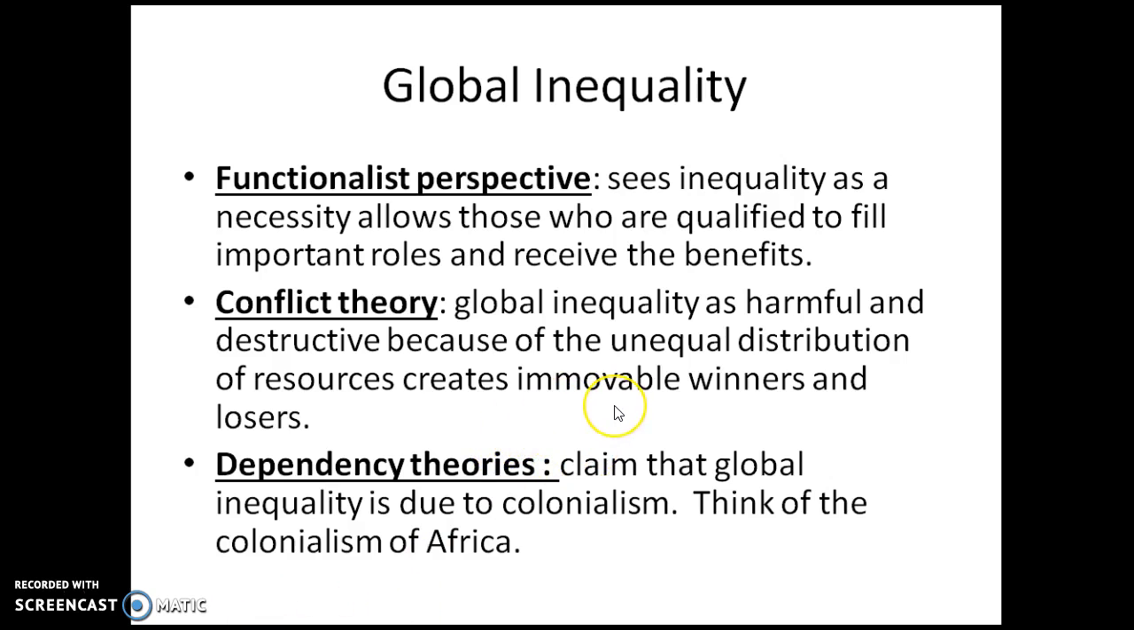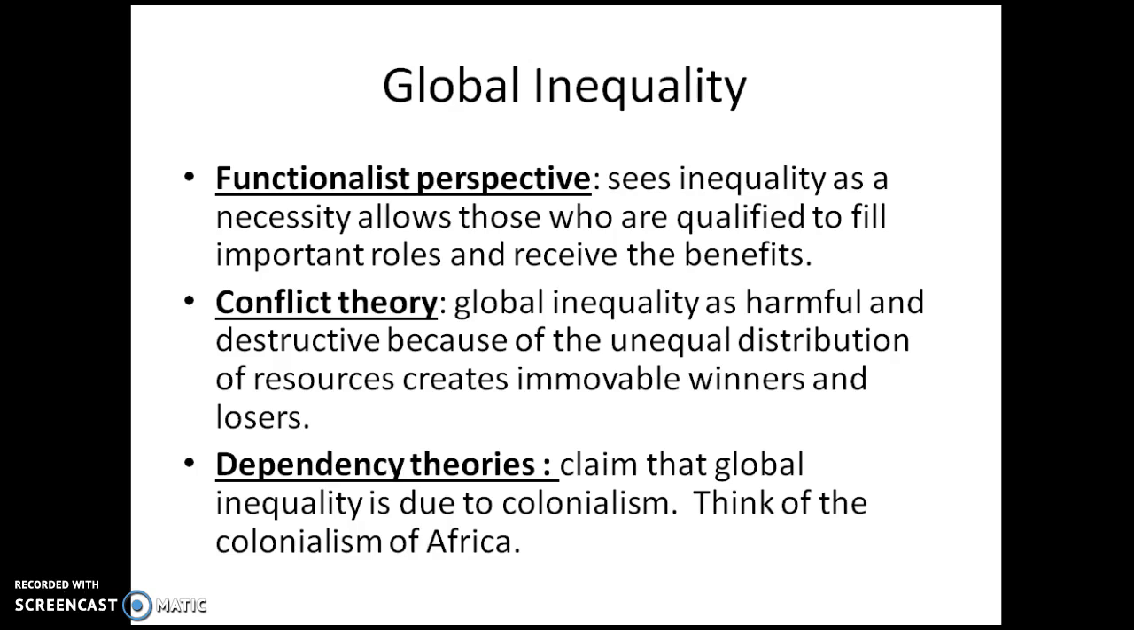And what I mean by immovable winners and losers, I mean like once you are struggling, then it's hard to move up from that. So if you're poor, it's hard to get out of being poor. If you're rich, it's hard to get out of being rich. So they both have these statuses or these classes that are very hard to get out of.